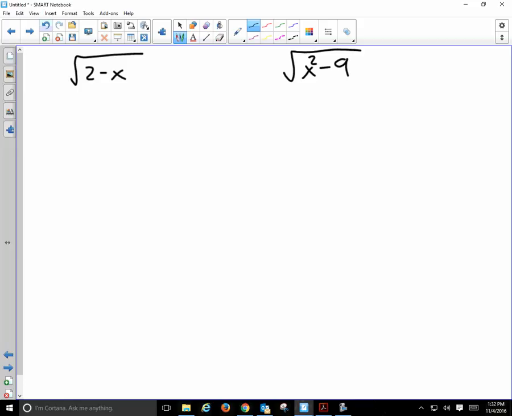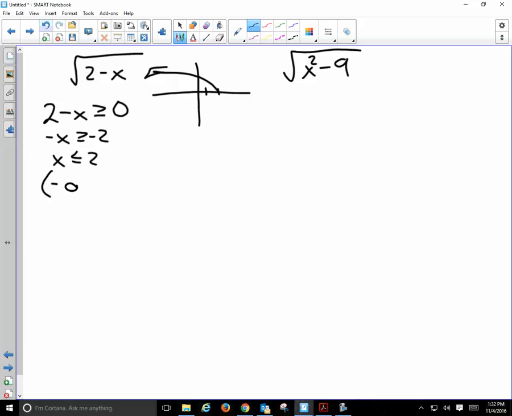Braden. Close, but not quite. If you look at the graph, it is shifted over 2 units, but it goes back this way. The other way you could do it is you could say 2 minus x is greater than or equal to 0. Right? You can't take the square root of a negative. So I have negative x is greater than or equal to negative 2, so x is less than or equal to 2. So I'm talking negative infinity to positive 2.